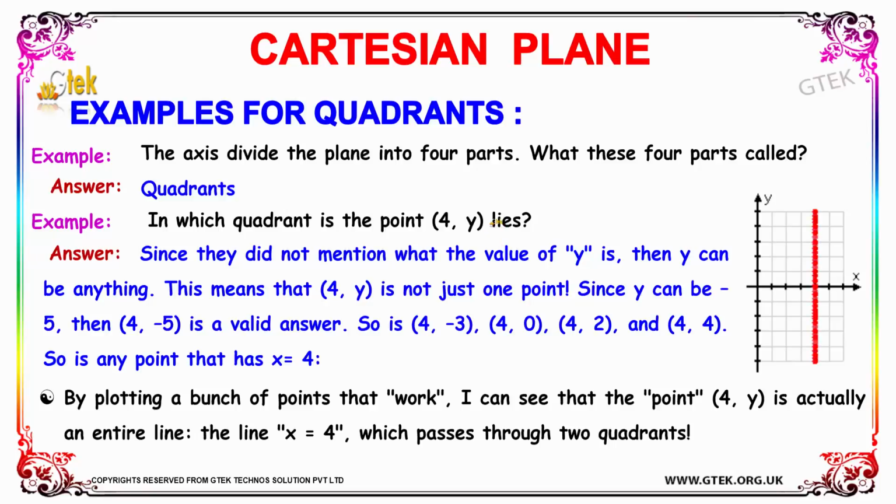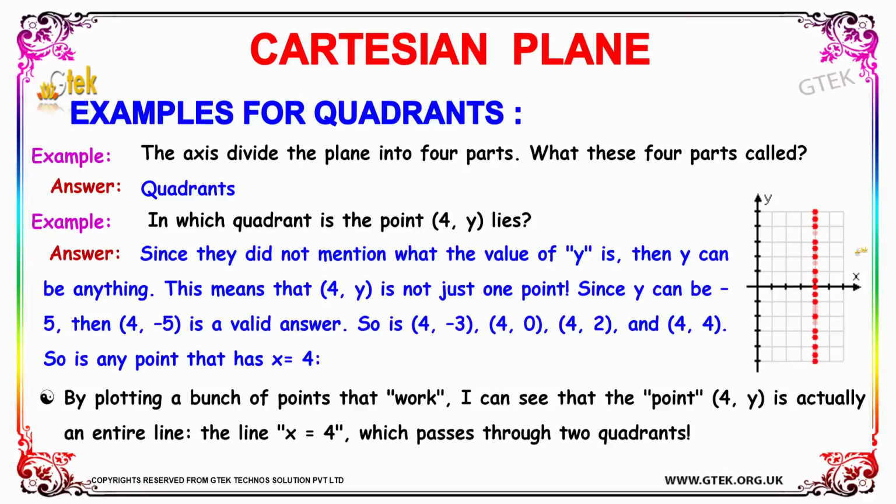This means that (4, y) is not just one point. Since y can be 5, sometimes it can be (4, -5), which is a valid answer. So (4, -3) or (4, 0), (4, 2) and (4, 4). It might be any point that has x equal to 4. So we can only say that x is 4, but we couldn't exactly tell the value of y.